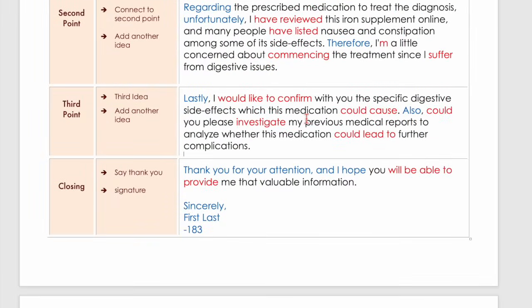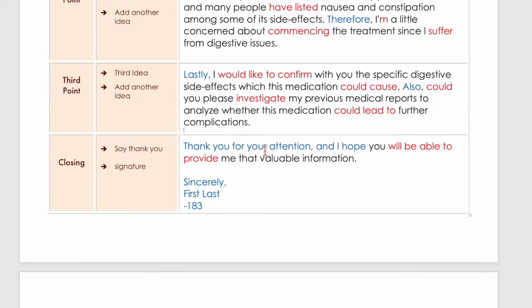Lastly, I would like to confirm with you the specific digestive side effects which this medication could cause. Also, could you please investigate my previous medical reports to analyze whether this medication could lead to further complications? Okay, so we're asking the doctor if he could do this for us. And we get to the closing. Thank you for your attention, and I hope you will be able to provide me that valuable information. Sincerely, first and last.